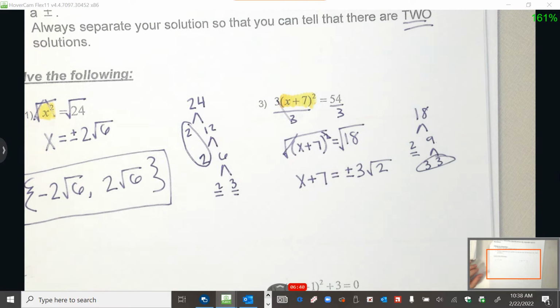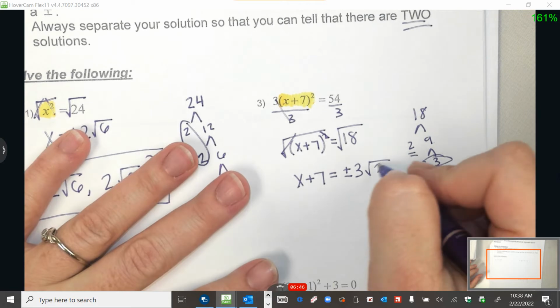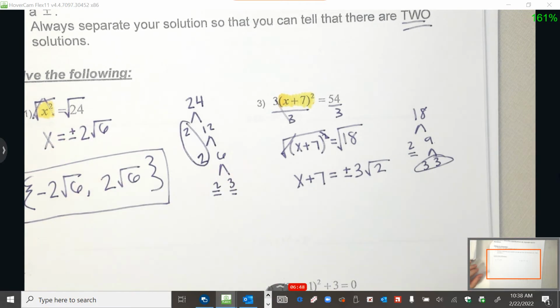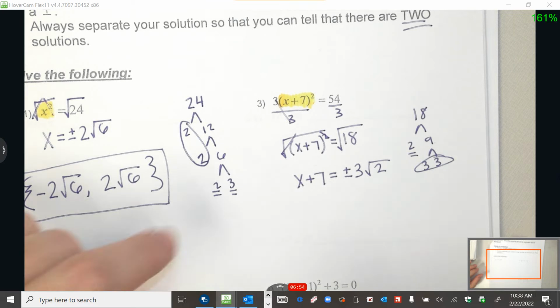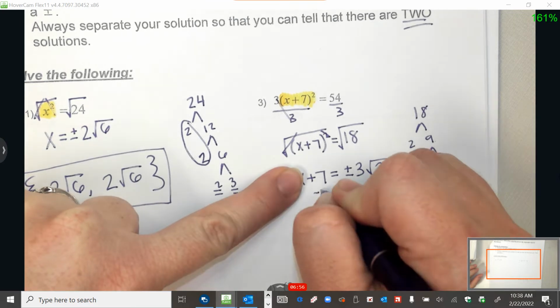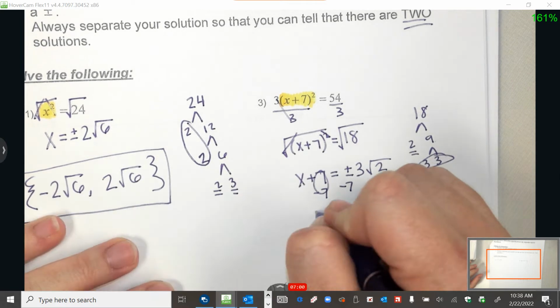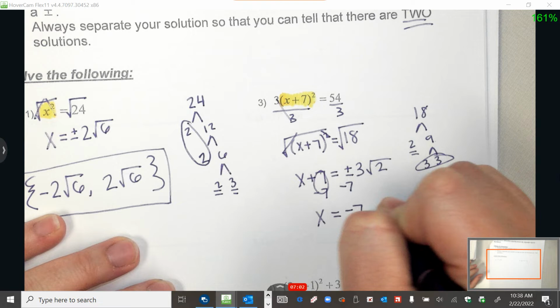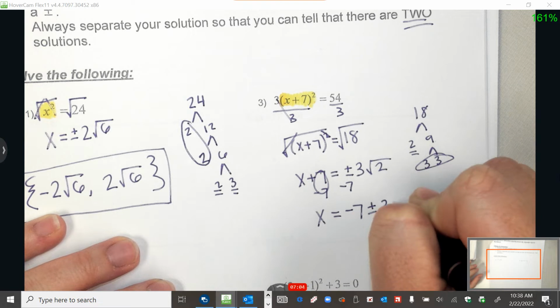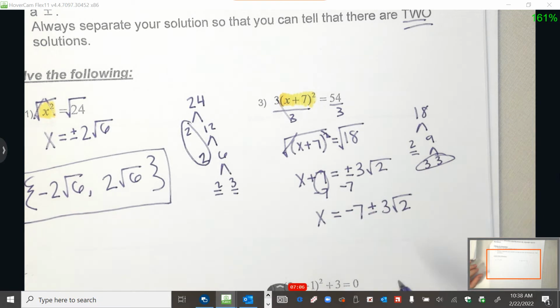Now this is where these get a little different. You're going to have 2 terms in your solution. Because remember, I've talked about how radicals are like variables. You can only combine if they both have a square root of 2. Well, this 7 doesn't have a square root of 2, so when I have to get x alone, I get x equals negative 7 plus or minus 3 root 2. So proper is to put your whole numbers in front of your radicals.